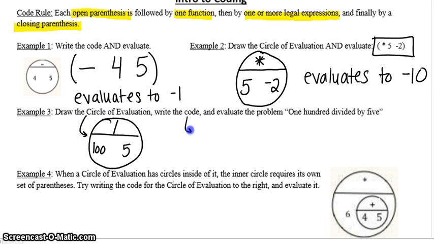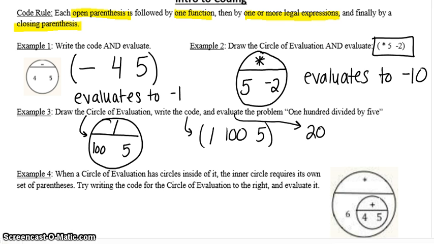The code is going to need an open parentheses. The first thing is the function, which is division. Leave a space. First input is 100. Leave a space. Second input is 5. And close the parentheses. And to evaluate, we're dividing. 100 divided by 5 is 20. And since evaluate means get an answer, we have done what's asked in example 3.